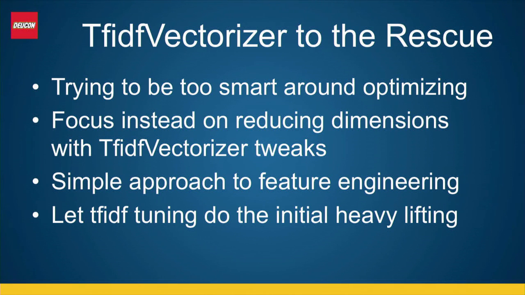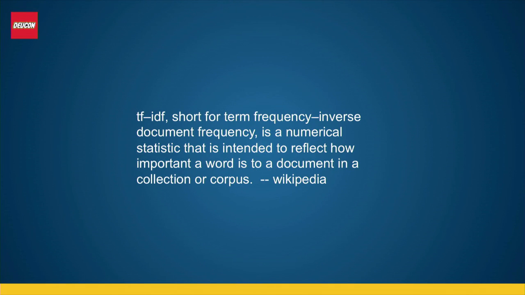And I'm trying to optimize too early. What I should have done instead was focus on reducing the dimensions with the tf-idf vectorizer and tweaking that. TfidfVectorizer, and this is probably the biggest thing I learned about dealing with text. It's a very simple approach to feature engineering, and it has such great features on it that you can really get a lot of improvement quickly if you can figure out how to tune it. So let's let that do the heavy lifting.